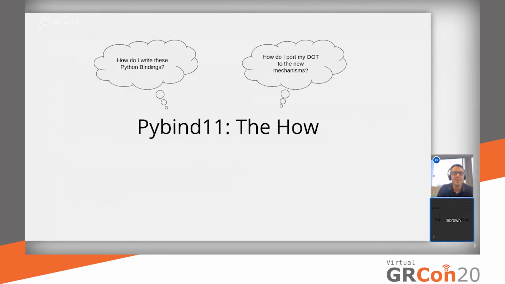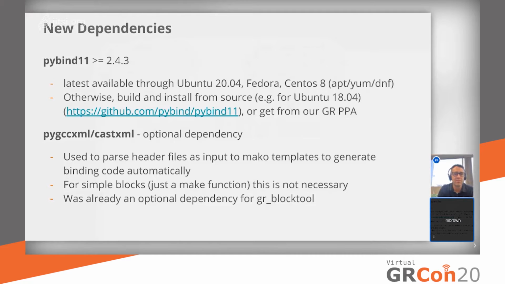All right, so thanks, Martin. So now all of your out-of-tree modules are broken. So how do I get to this PyBind 11 from all my SWIG wrappings, and how do I port to the new version of everything? So first of all, there are some new dependencies. PyBind 11, we settled on version 2.4.3 or later, because that's what's shipped right now with Ubuntu 20 and the latest Fedora and CentOS.